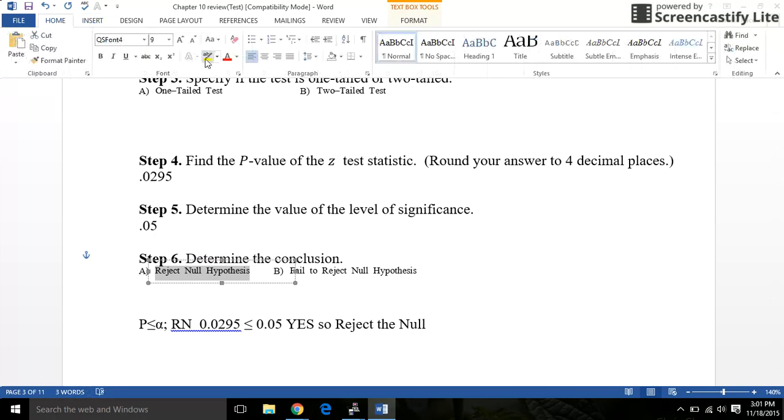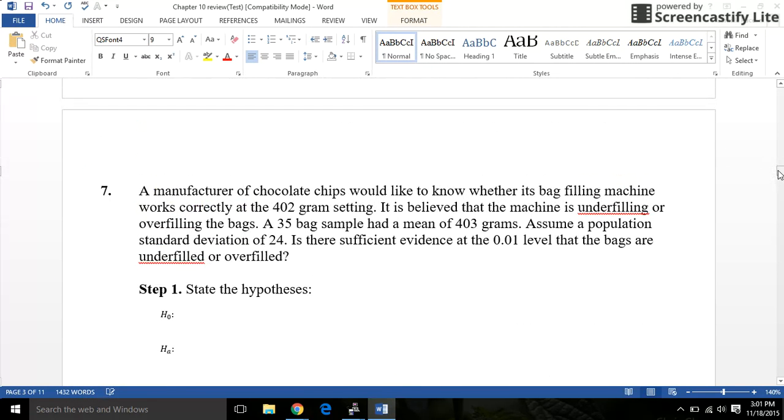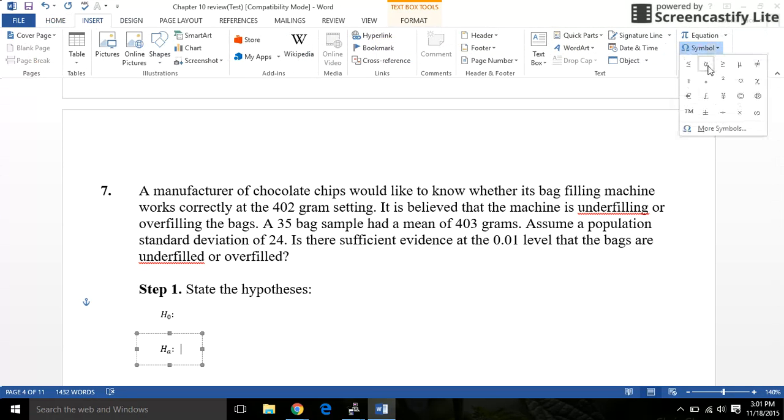Okay. All right. So let's try to quickly get through this one. Here's another scenario that they're looking at with the chocolate chips. And this one says the machine is underfilling or overfilling. So this is a little bit different. The only difference in this one is your mean here is going to be not equal to 402. Why is it not equal? Because it doesn't care if it's over or underfilling. It just wants to know if it's doing it differently. Okay, it's not being directional. That's why you have to use not equal.